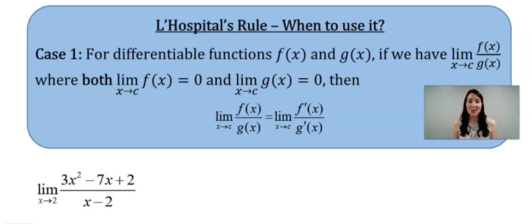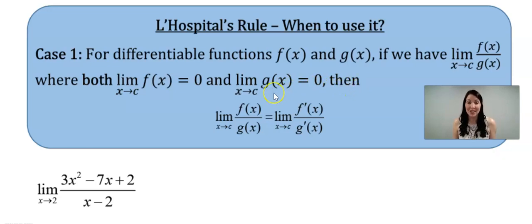In this video, we're going to learn about L'Hopital's rule, when to use it and how to use it. We're going to look at two cases. For case one, it says for differentiable functions f of x and g of x, if we have the limit as x approaches c of a quotient of functions f of x divided by g of x, where both the limit as x approaches c of f of x equals 0 and the limit as x approaches c of g of x equals 0, then we can do a really cool thing.